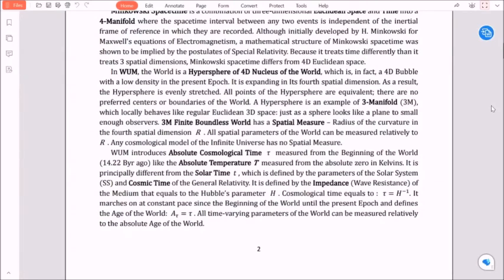It is defined by the impedance, wave resistance, of the medium that equals the Hubble's parameter H. Cosmological time equals the inverse value of H. It marches on at constant pace since the beginning of the world until the present epoch, and defines the age of the world according to this equation. All time varying parameters of the world can be measured relatively to the absolute age of the world.